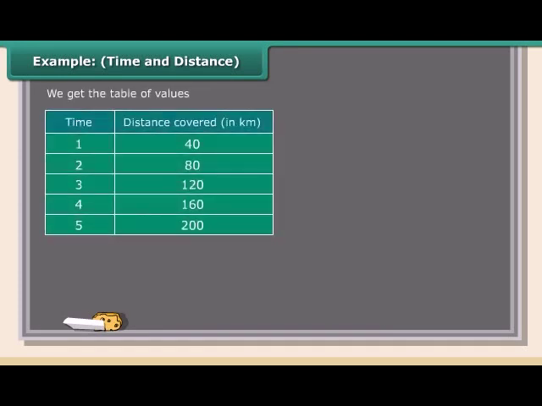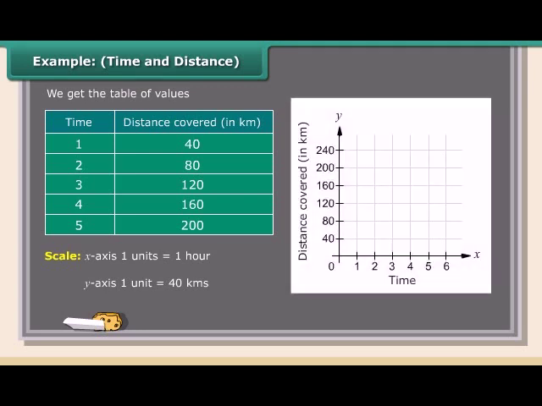We get the table of values. Scale: x-axis, 1 unit equals 1 hour. Y-axis, 1 unit equals 40 kilometers. A. Mark time on the horizontal axis. B. Mark distance on the vertical axis. C. Plot the points (1, 40), (2, 80), (3, 120), (4, 160), (5, 200). D. Join the points. We get a linear graph.